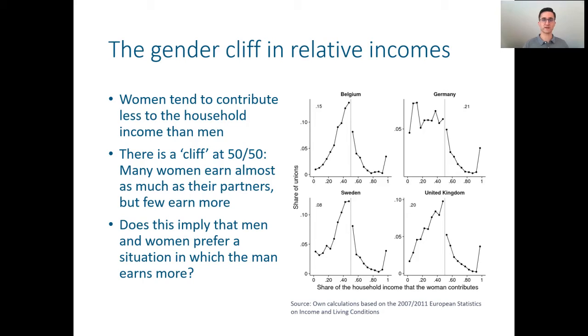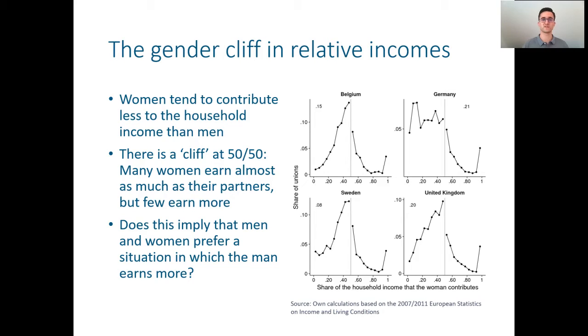In this specific example, we are interested in the relative contributions that heterosexual men and women make to the incomes of the households that they form. When you look at these contributions, you will notice that often there is an imbalance to the disadvantage of women. What you see here on the right-hand side is for 4 countries the share of the household income that heterosexual women contribute to the unions that they are in. This involves both married couples and couples that live in unmarried cohabitation.